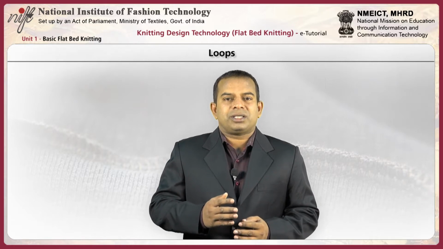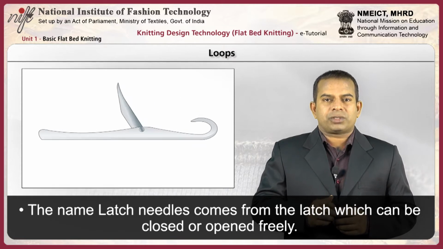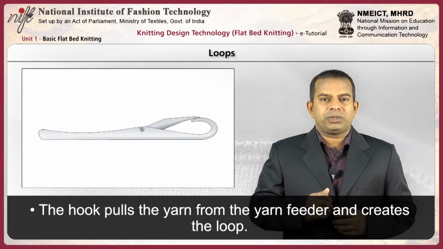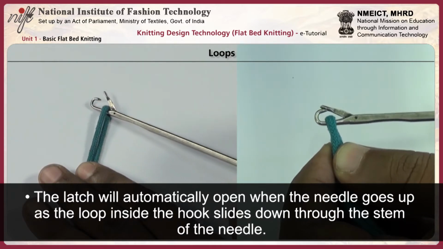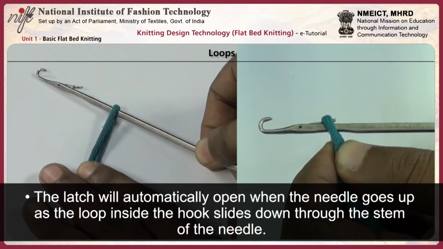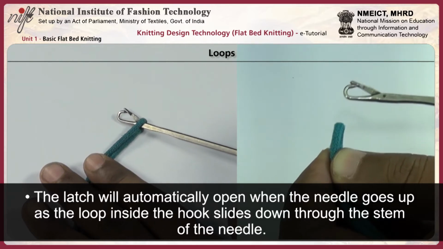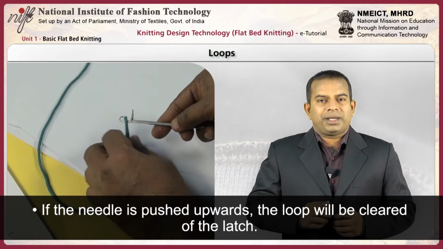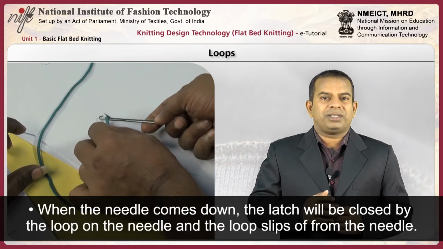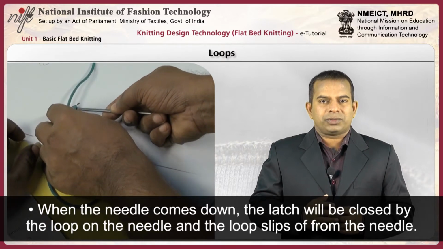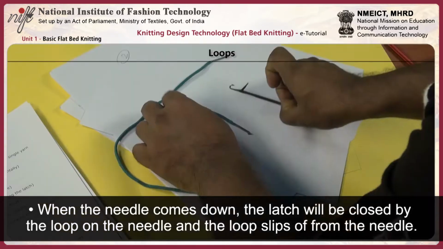Let us understand the needle first. The name latch needle comes from the latch, which can be closed or opened freely. The hook pulls the yarn from the yarn feeder and creates the loop. The latch will automatically open when the needle goes up, as the loop inside the hook slides down through the stem of the needle. If the needle is pushed forward enough, the loop will be cleared of the latch. Now, when the needle comes down, the latch is closed by the loop on the needle and the loop slips off from the needle.